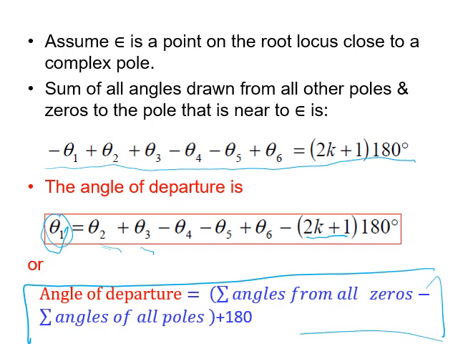So the angle of departure is to be calculated as the summation of the angles of zeros minus the summation of the angles of poles, all plus 180. So departure means zero minus pole plus 180, which means angle of zero minus angle of pole plus 180.